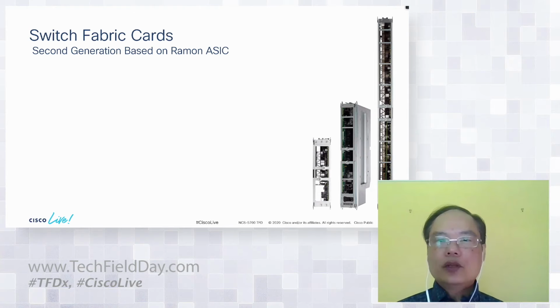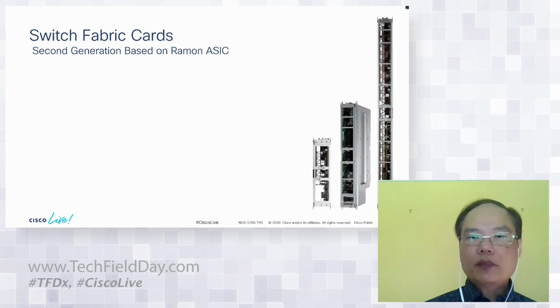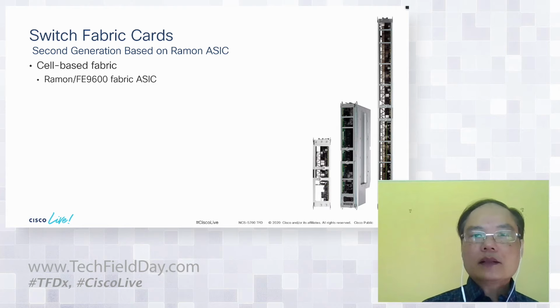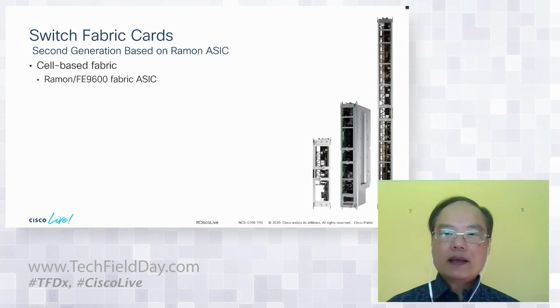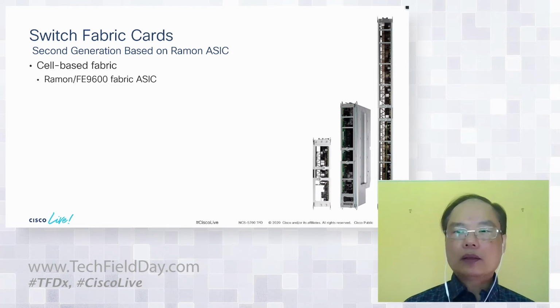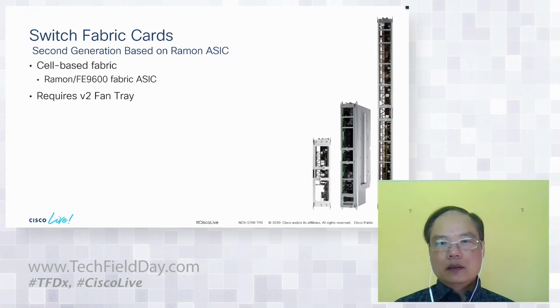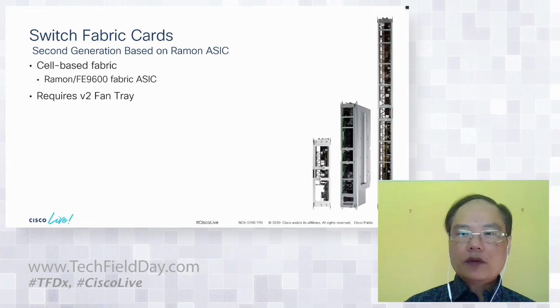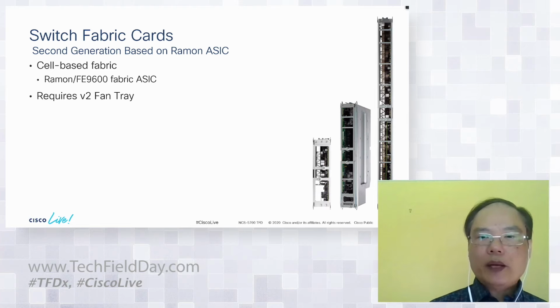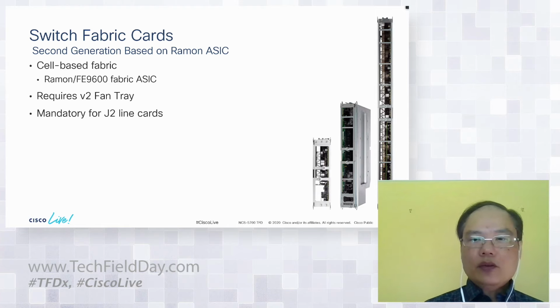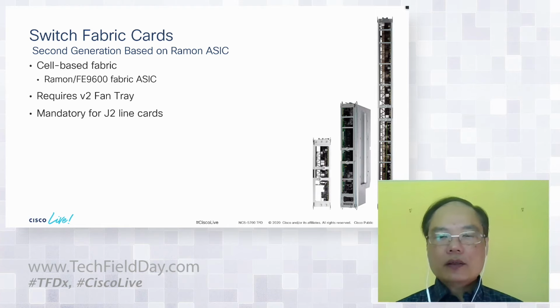These two Jericho II line cards require the second generation fabric card. This card is based on the Broadcom AV9600 fabric chip, or Ramon, which is a cell-based fabric. It only supports the second generation fan trace, and it has an incompatible connector with the first generation fan trace for protection against misinstallation. Both the second generation fabric cards and second generation fan trace are mandatory for the Jericho II line cards.